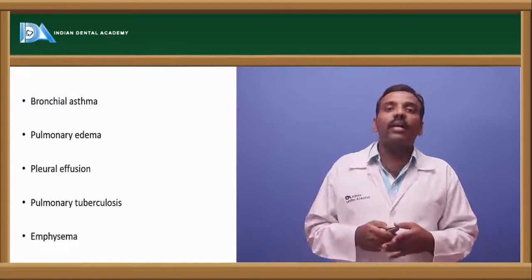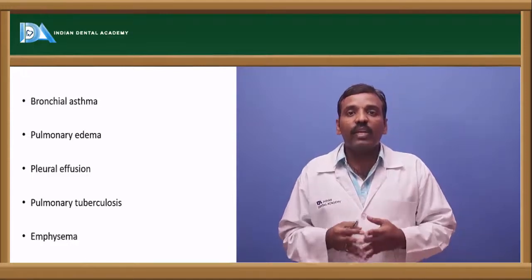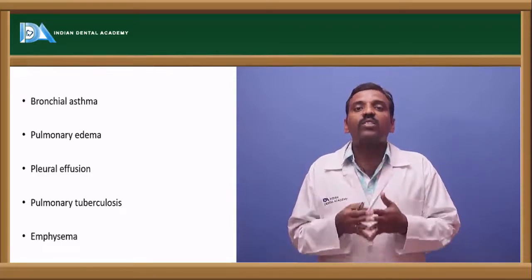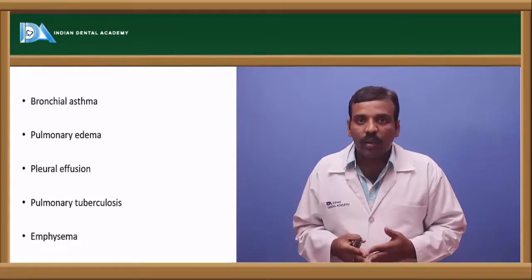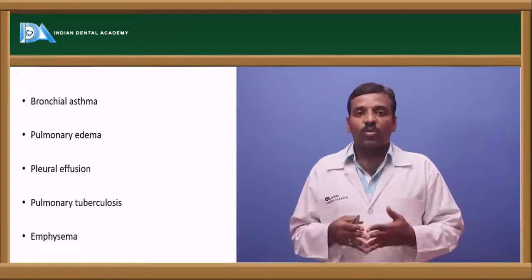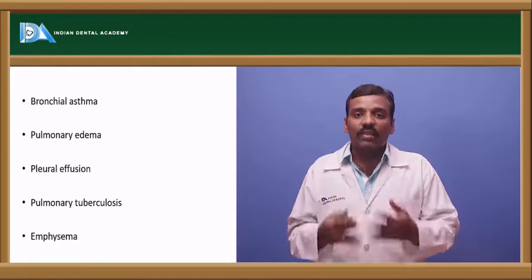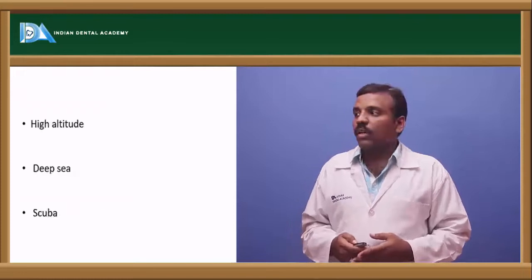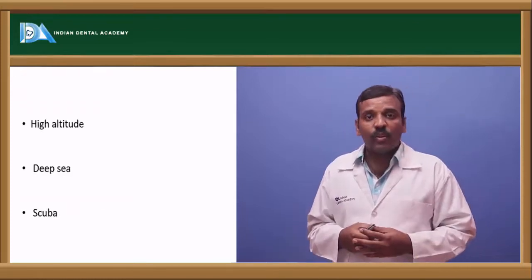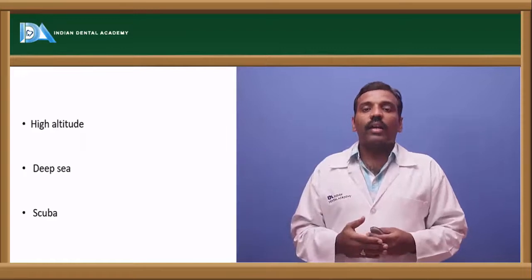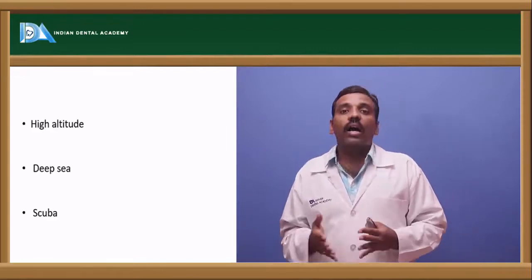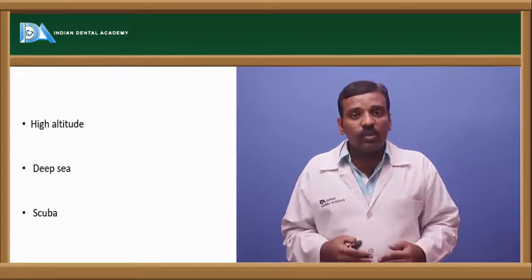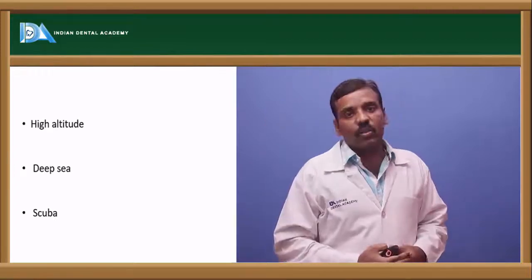And next one is pulmonary tuberculosis, in the sense TB, tuberculosis, the bacteria which infects the lungs is called pulmonary tuberculosis. And next, emphysema. So emphysema is nothing but where the gas exchange is possible but there is no proper utilization of the gases. Okay, and next, in case of high altitude, the oxygen levels are decreased. And next one, in the deep sea also the oxygen levels are decreased, and the partial pressure of the oxygen is also decreased in the deep sea and at the same time in the high altitude.